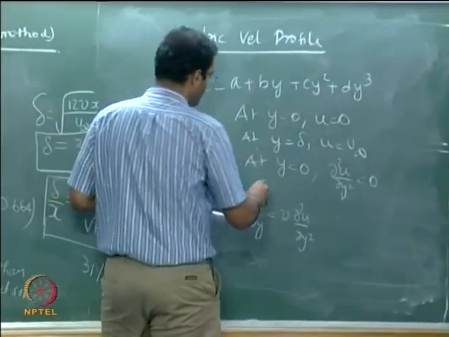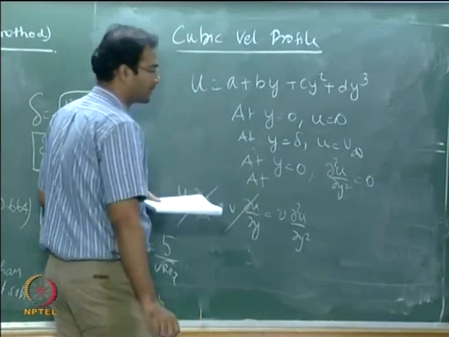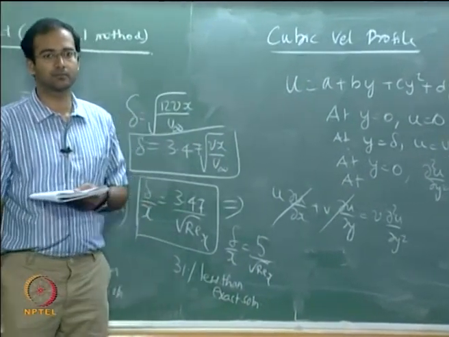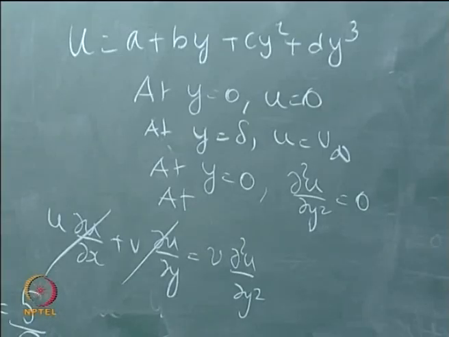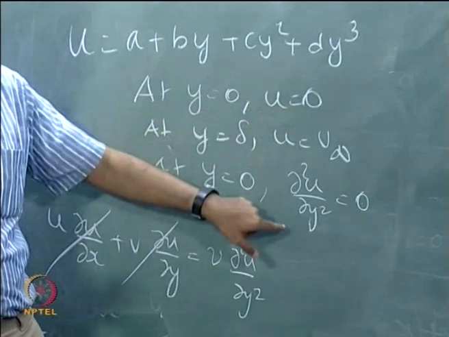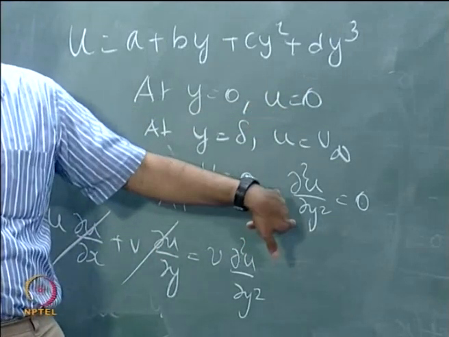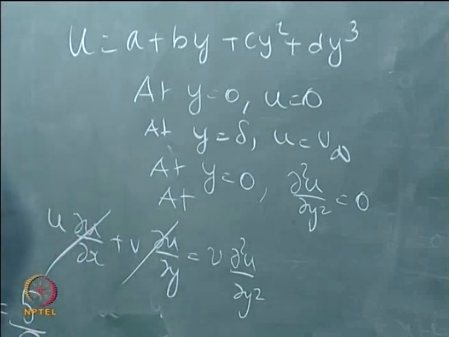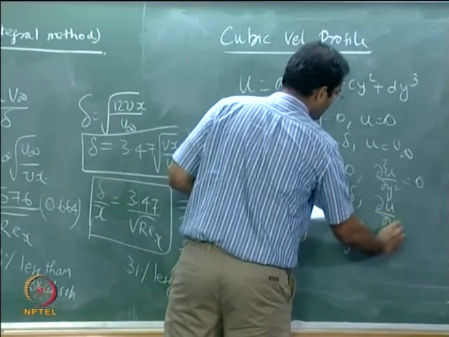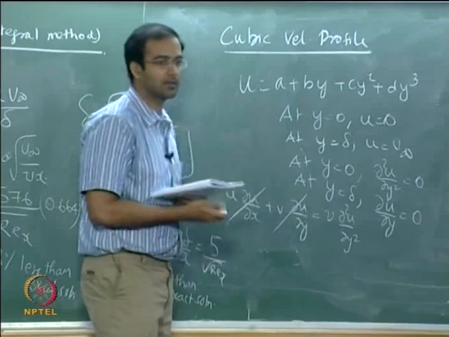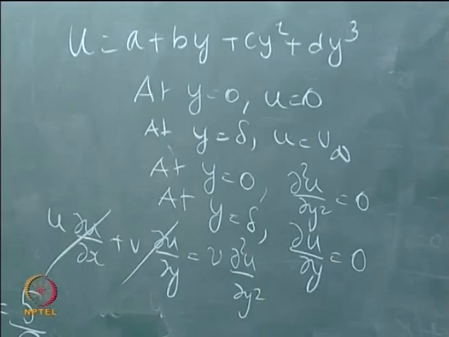And then finally, what is the last boundary condition that you have to give? Cubic. In terms of the order of importance, these are most important, and then at y equal to 0 this is to be given, and then at y equal to delta. So these are the 4 important boundary conditions.